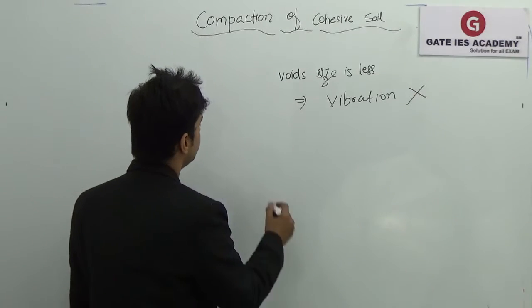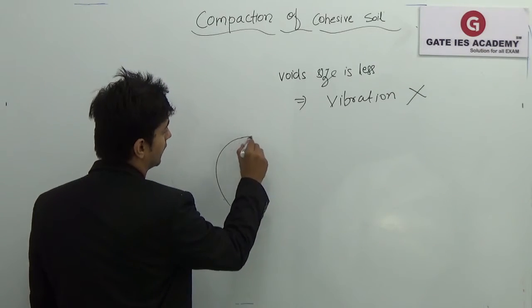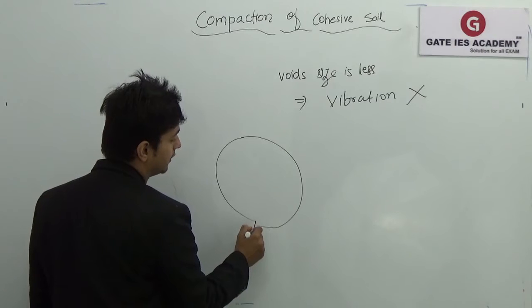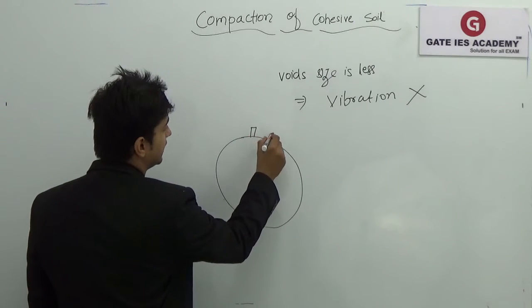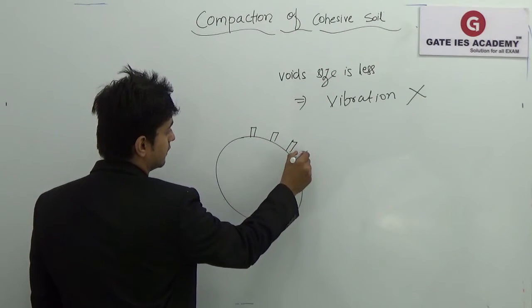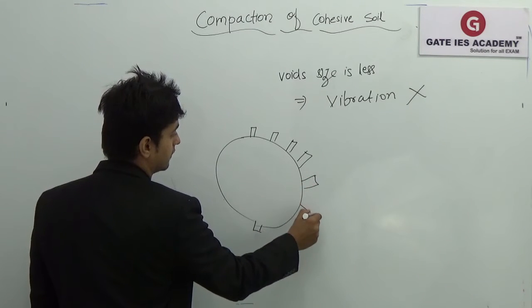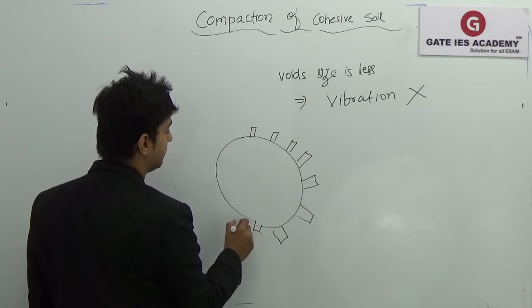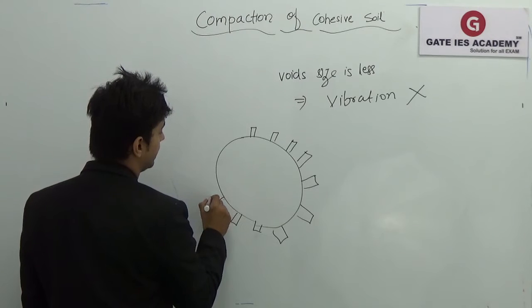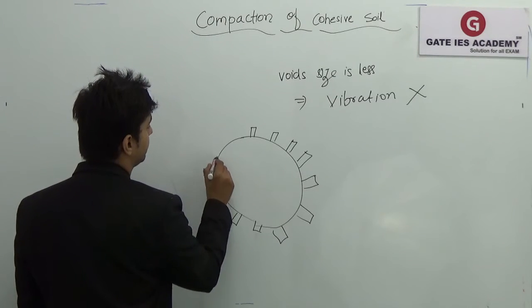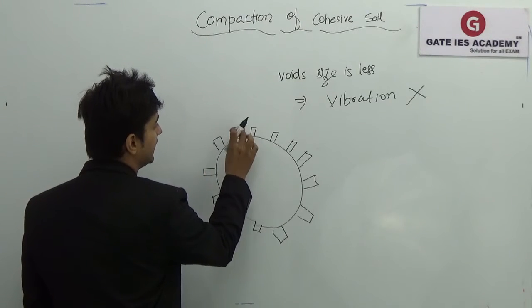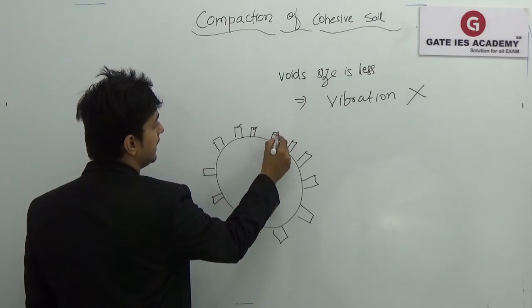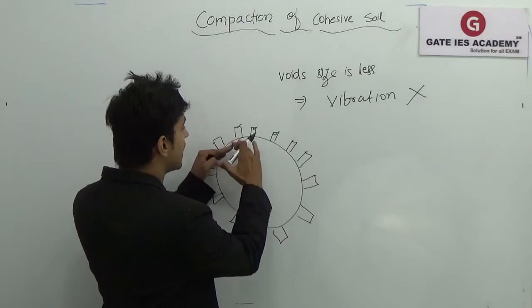Vibration is not used. We use a sheep foot roller. A sheep foot roller, you would have heard, has a very thin applicating area, like a pin, which provides a lesser contact area. This will be the contact area which will be impacted. So the area is now lesser.